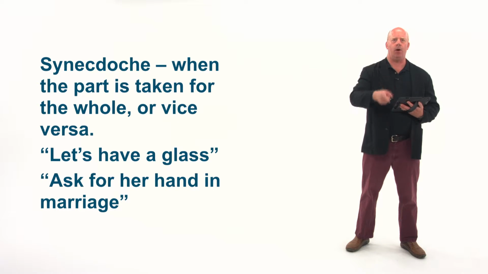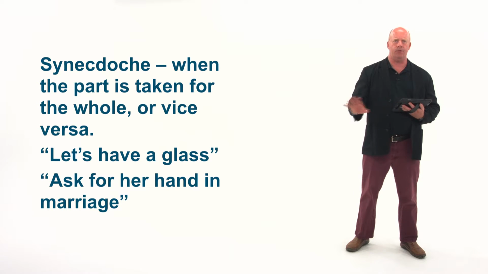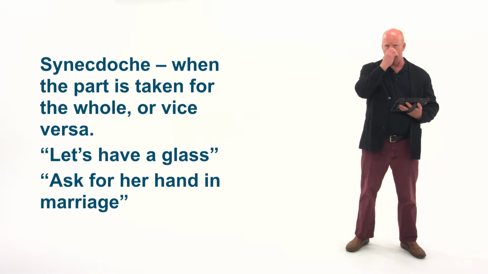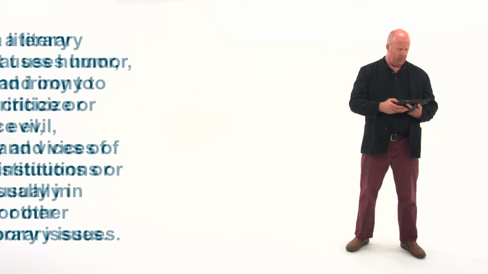Synecdoche is when a part is taken for the whole or vice versa. Let's have a glass. Ask for her hand in marriage. In this sense, let's have a glass is more like a metonym, because you're using the glass to replace the drink itself. But these are examples of that.